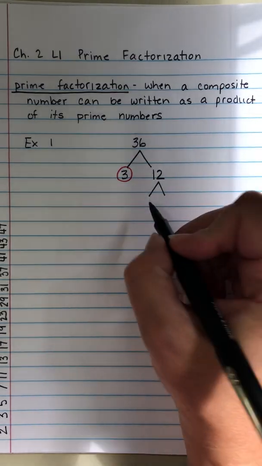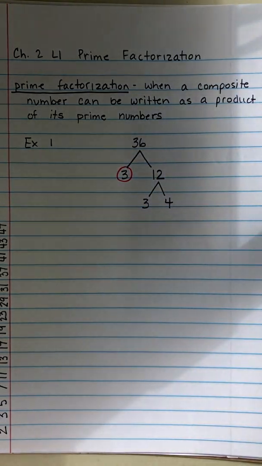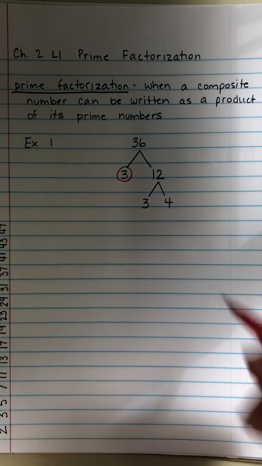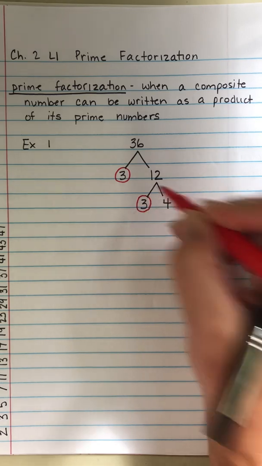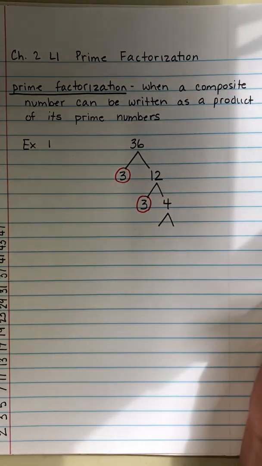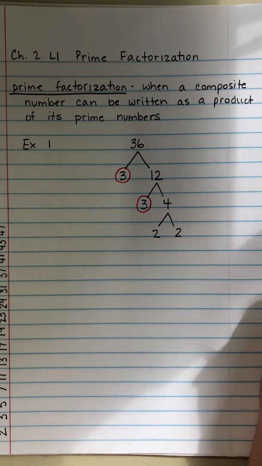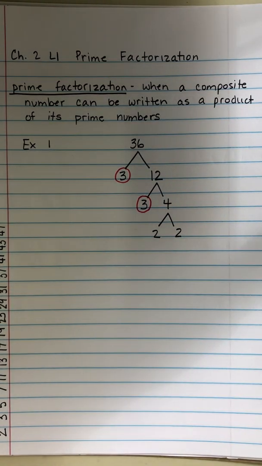12 can be broken down because 3 times 4 is 2 factors of 12. Again, 3 is prime, so I'm going to circle my prime number. 4 is not. I'm going to break it down. 4 is the same as 2 times 2. Now remember, it's always a multiplication relationship. 2 is a prime number, so I'm going to circle it.